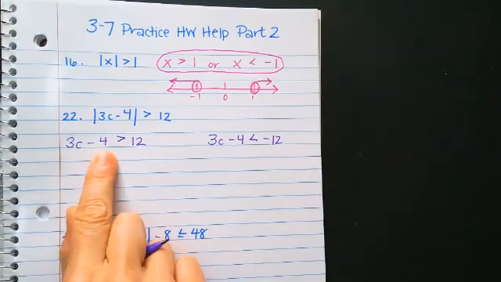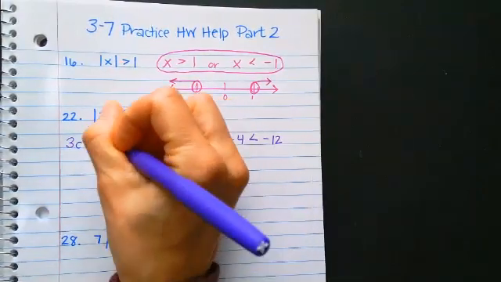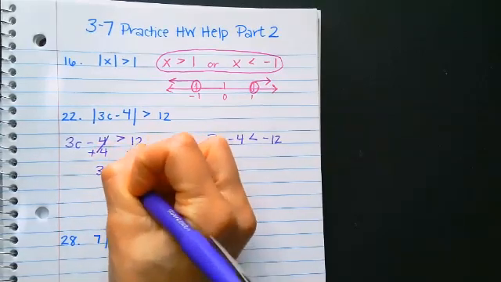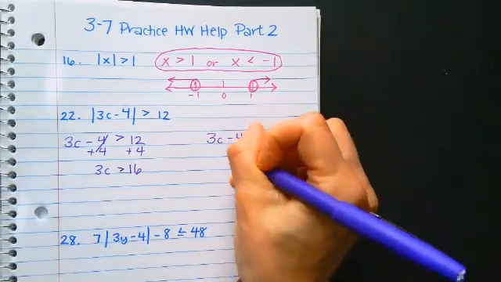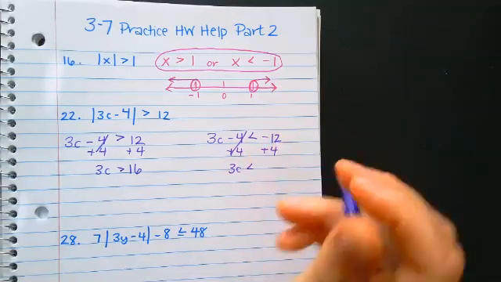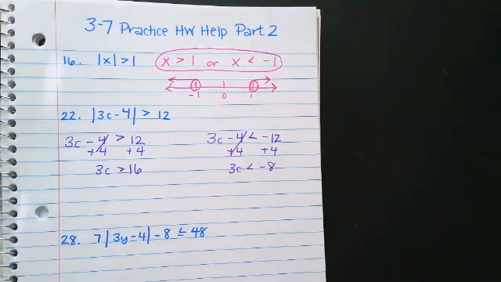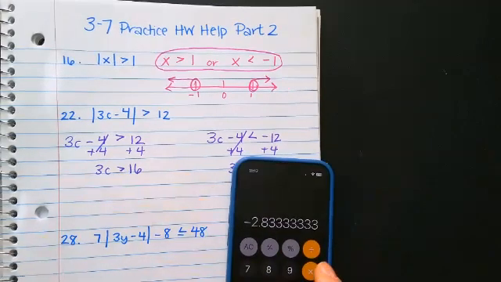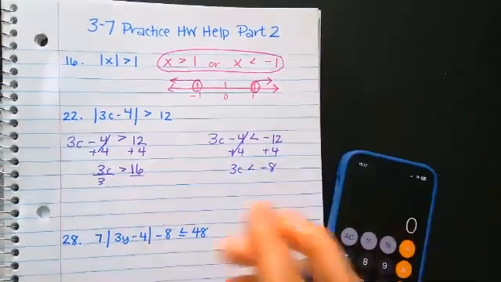So let's start with this one. First thing we would do here to solve this is add 4 to both sides. Okay, so now we have 3c is greater than 16. And we'll do that over here, plus 4, plus 4. So now we have 3c is less than negative 8 here. And now we have to do our division. So get your calculators out, or you could do it in your head if you know it. We're going to divide each side by 3 for both of these.